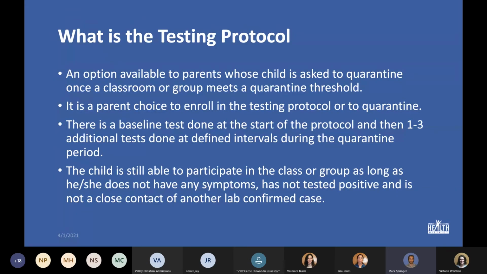And what I mean by this is sometimes you're going to go into this testing protocol with 2 cases in a classroom, and you go through that testing protocol, and then we have a 3rd case identified. Someone tests positive 5 days into that testing protocol. Well, that new case, that 3rd case, may have some close contacts in that classroom. And because they're close contacts, they would then be quarantined, even though they had enrolled in that testing protocol. So I hope that makes sense.